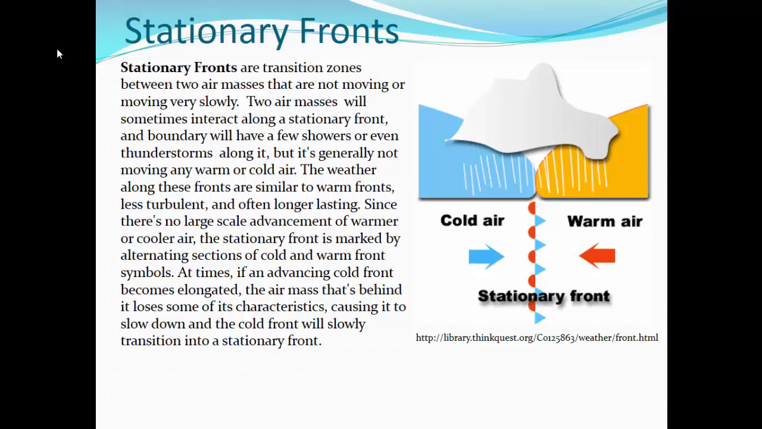The stationary front is marked by alternating sections of red and blue, indicating, again, it's not moving in either direction. Sometimes a cold front, as I mentioned in Florida, or even in other parts of the globe, can be marching along with cold air behind it and advancing to the south.